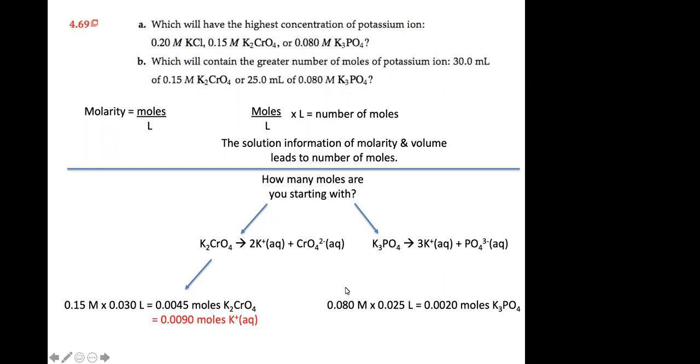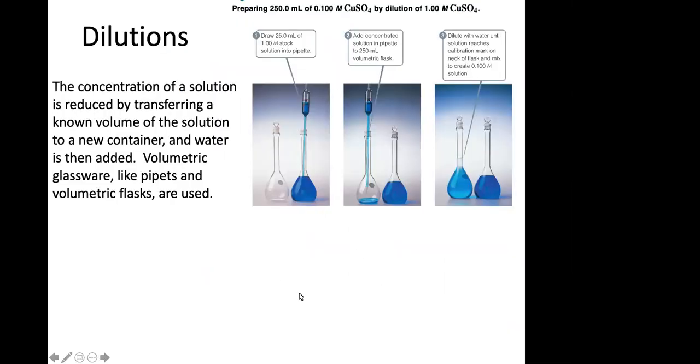Now, this would be looking at either the concentration or the number of moles. Sometimes we change the concentration, and we do that by doing a dilution. Here's an image from the book describing what takes place during a dilution. A lot of times within these, we have particular volumetric glassware we're using, things like volumetric flasks and pipettes, and we have a scenario describing what's going on.